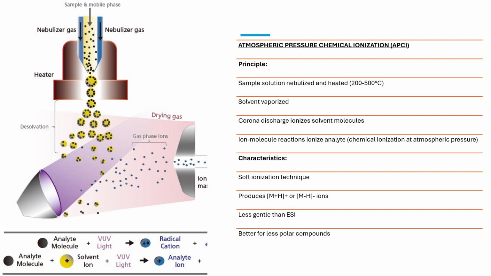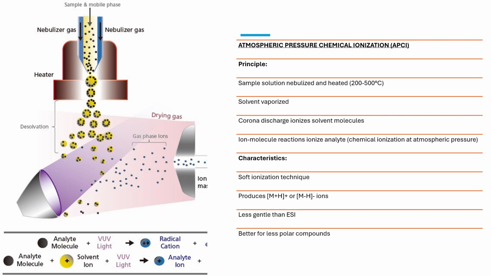Here's how APCI works. Your sample solution gets nebulized and heated. So we are talking about 200 to 500 degrees Celsius. This vaporizes everything. Then you have a corona discharge that ionizes the solvent molecules. And these ionized solvent molecules then ionize your analyte through ion molecule reactions. It's chemical ionization but happening at atmospheric pressure.